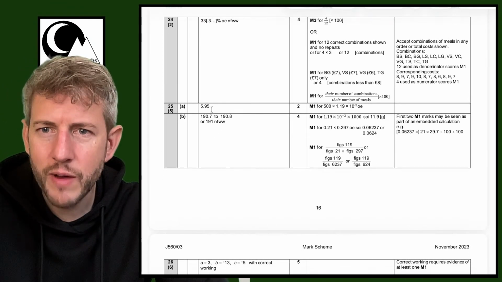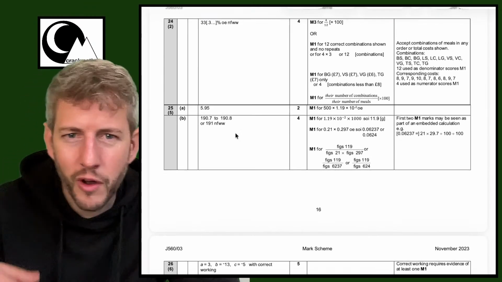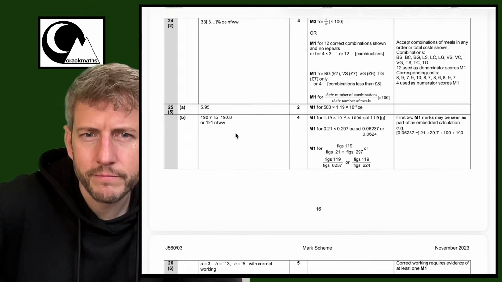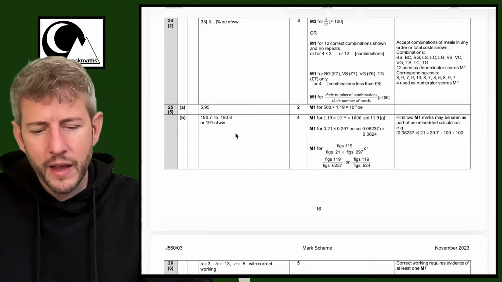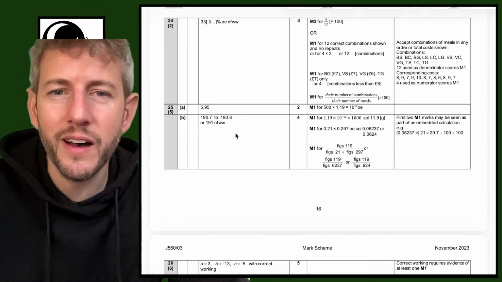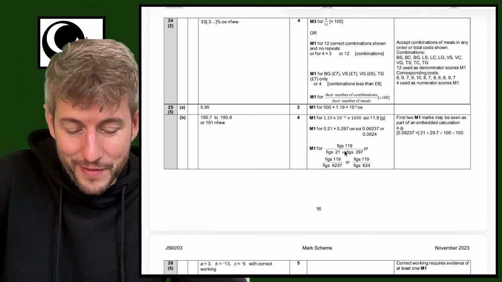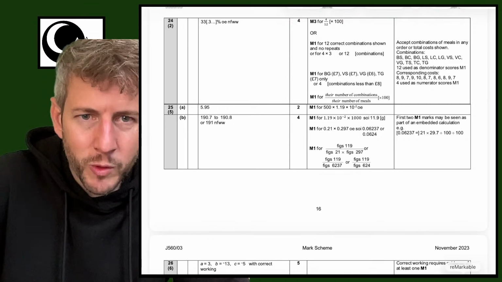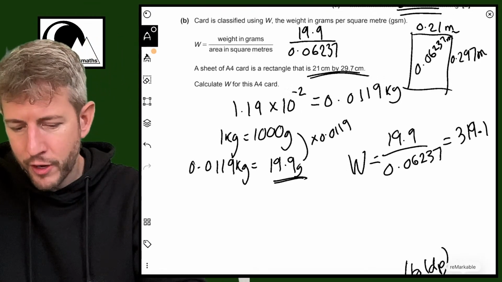So part A is correct, 595, and then part B, oh, they've got a very different answer. Now, where have they got their answer? Oh, no. Oh, that's sad. Right, I'll show you where we went wrong. It's a very small mistake, but it's carried it through.